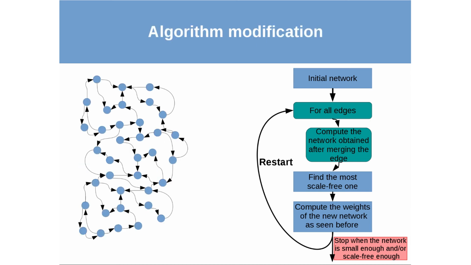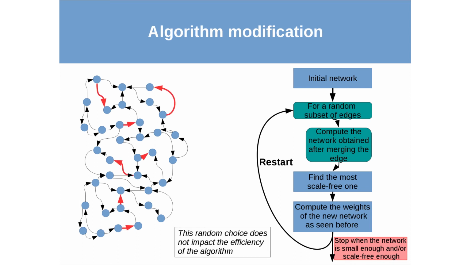Let's remark that if the initial network is really large, it will be computationally too demanding to test every edge. Instead, we test only a random subset of edges. We have shown numerically that this choice has no major impact on the efficiency of the algorithm as soon as the subset contains a tenth of the edges.